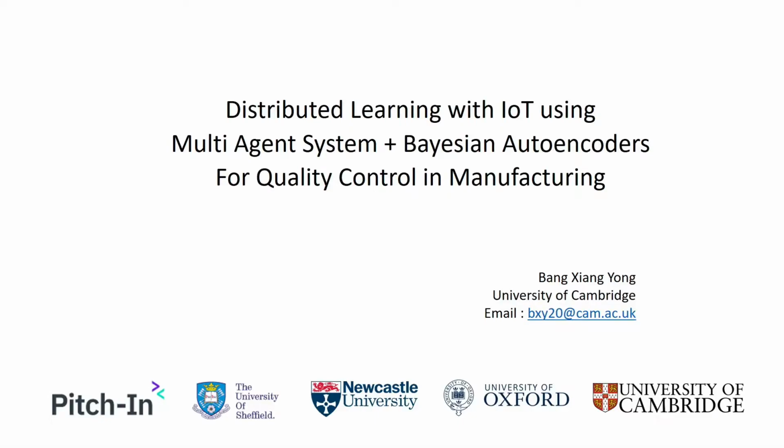Hi, my name is Ben Seung Yong and I'm going to show you a demonstrator which we have built on distributed learning with IoT using multi-agent system and Bayesian autoencoders for quality control in manufacturing. This work is part of the Pitchin project, which is a collaboration between universities of Sheffield, Newcastle, Oxford and Cambridge together with industrial and commercial partners to deliver benefits by significantly enhancing Internet of Things innovation.